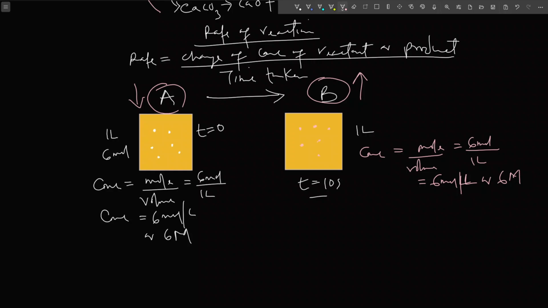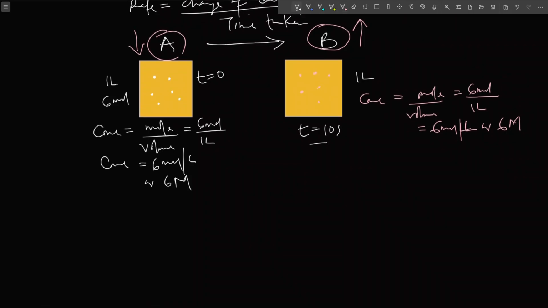So as A is disappearing, B is being formed. So we can calculate the rate at which A is disappearing, and we can calculate the rate at which B is being formed. Don't forget that my formula for rate is change in concentration. This symbol represents concentration. So how can we rewrite this? I can rewrite the formula above as rate is equal to change in concentration of A over change in time. This is the rate of A.